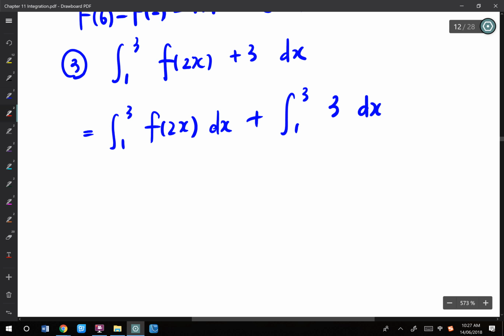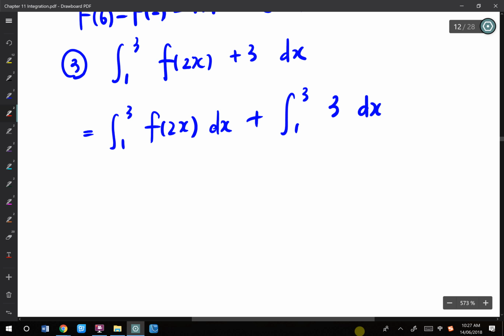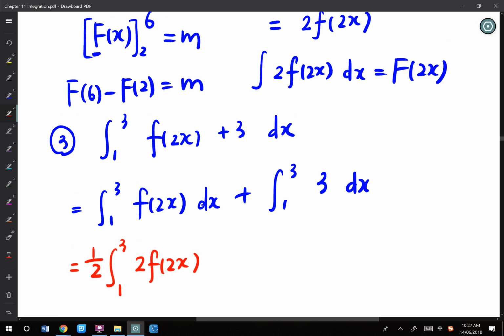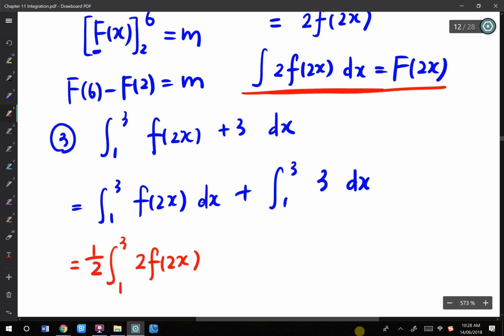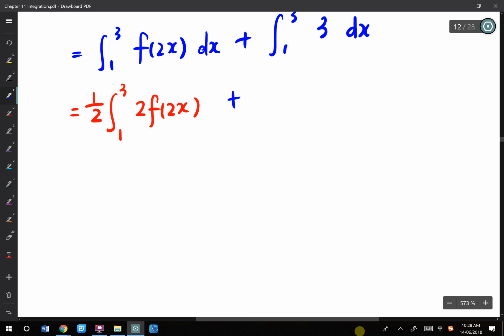I don't know what the integral of f of 2x gives me, but what I know is I can anti-differentiate 2f of 2x. Therefore, I will put a half in front, so it stays the same as before. Why do I make it into this form? I need that, which I found before. I know the anti-derivative will give me capital F. And then I will add 3 times 3 minus 1. That part is easy.